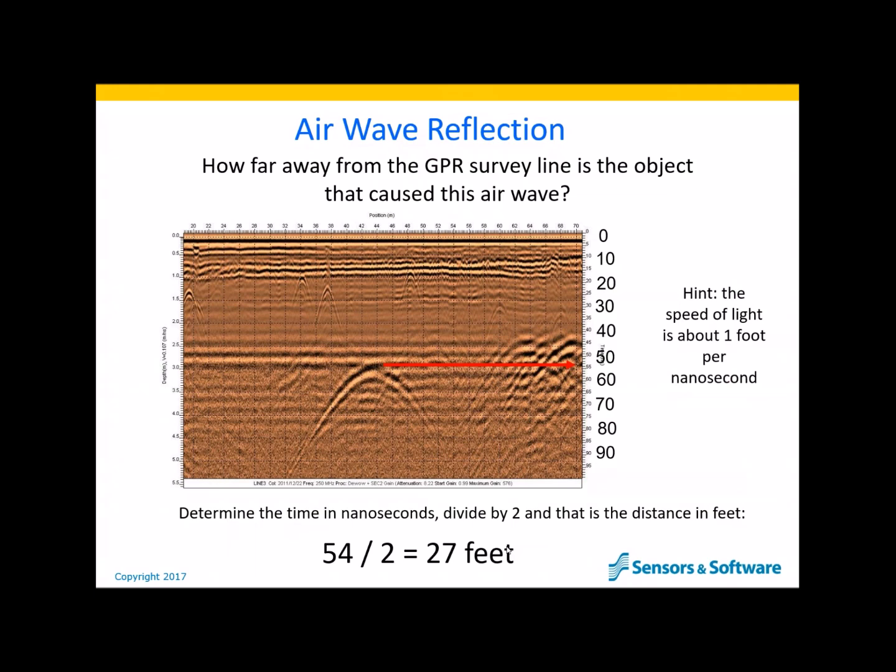So if I went to this GPR line and I stood at about the 44 meter mark, right on top of this airwave, and I looked 27 feet away, there would be some object that caused that airwave.